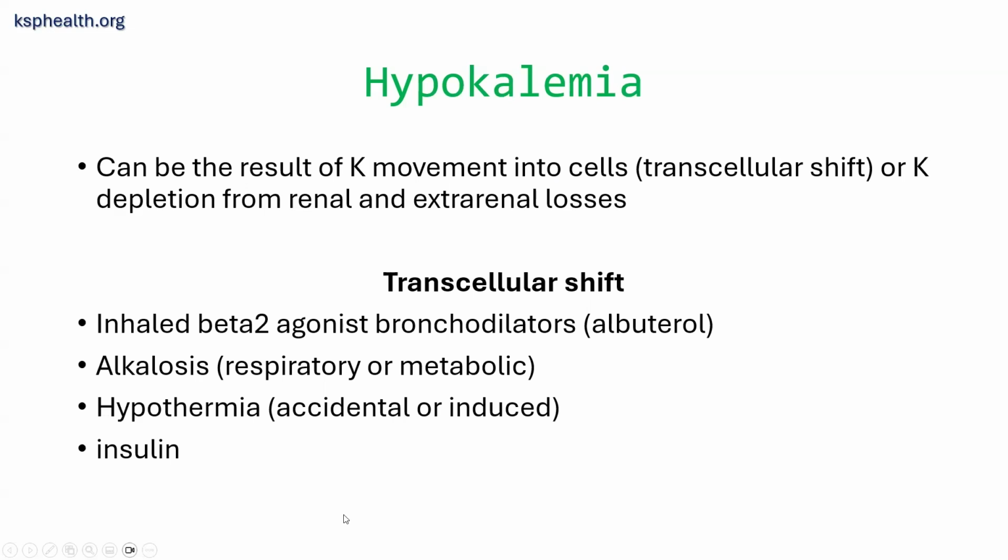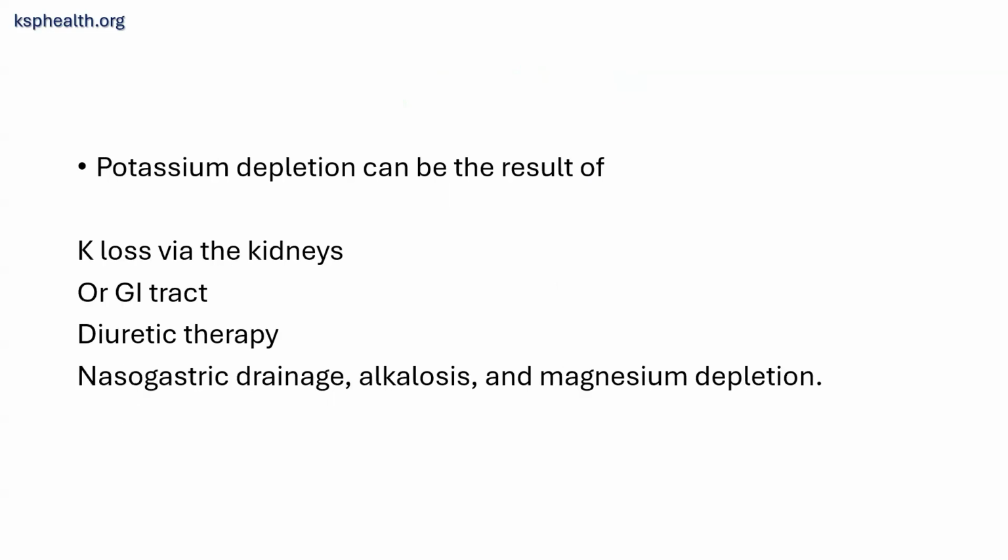And insulin, especially when you're treating diabetic ketoacidosis, you've got to give higher potassium. We typically give 40 milliequivalents in the IV fluids. Sometimes we need to do a potassium chaser to keep the potassium up. The potassium depletion can be the result of potassium loss via the kidneys or via the gastrointestinal tract, or because of diuretic therapy, nasogastric drainage, alkalosis, and magnesium depletion.